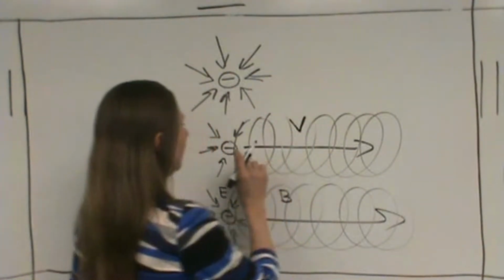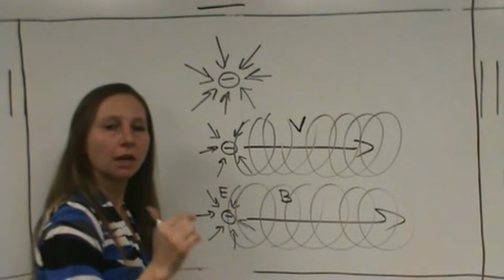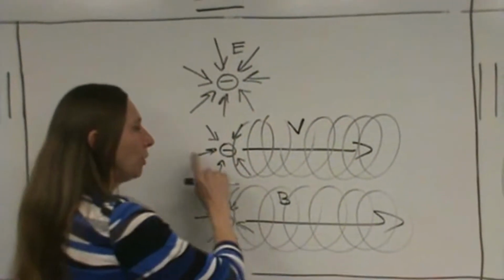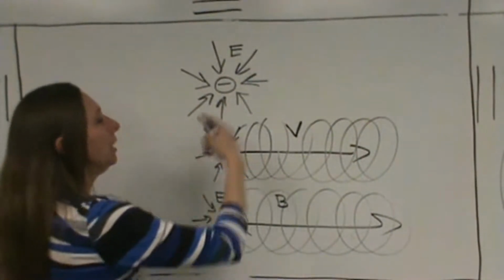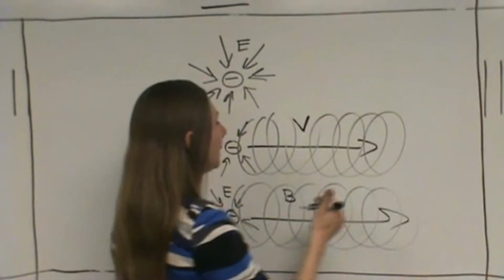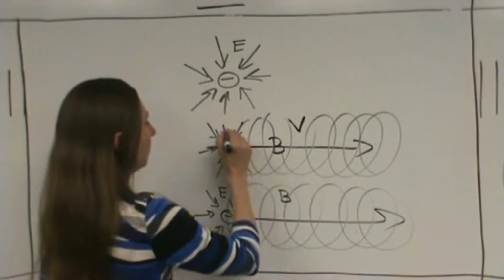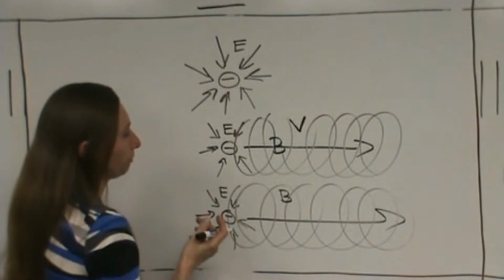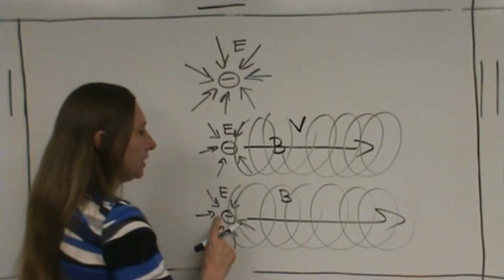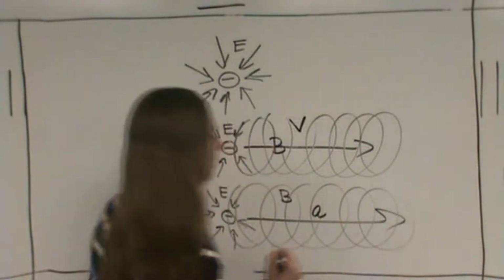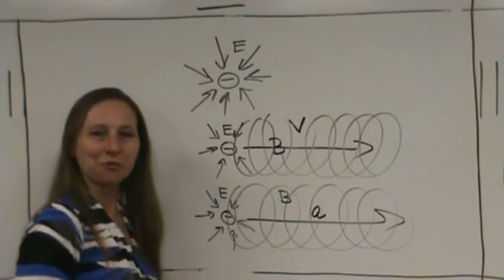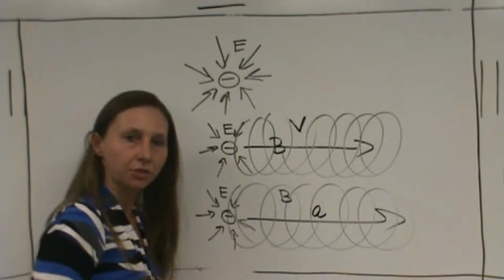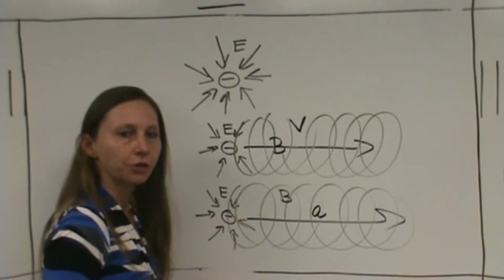So again, the stationary electron has its electrical field around it, E. When it's traveling at constant velocity, it also creates a magnetic field, B, that is perpendicular to the direction of motion. When the electron is accelerating, A, it has its electrical field, it creates its magnetic field, and it also emits electromagnetic radiation or light.